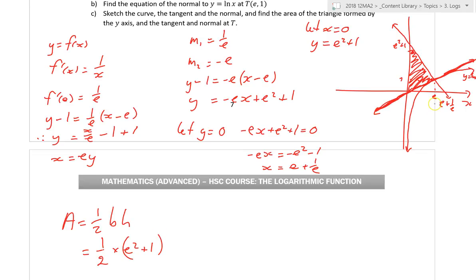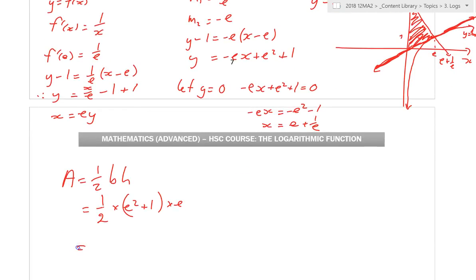And my height here is 1 over e, so I'm going to say it's e over 2 outside of e squared plus 1. Righto, there's our area, in square units.